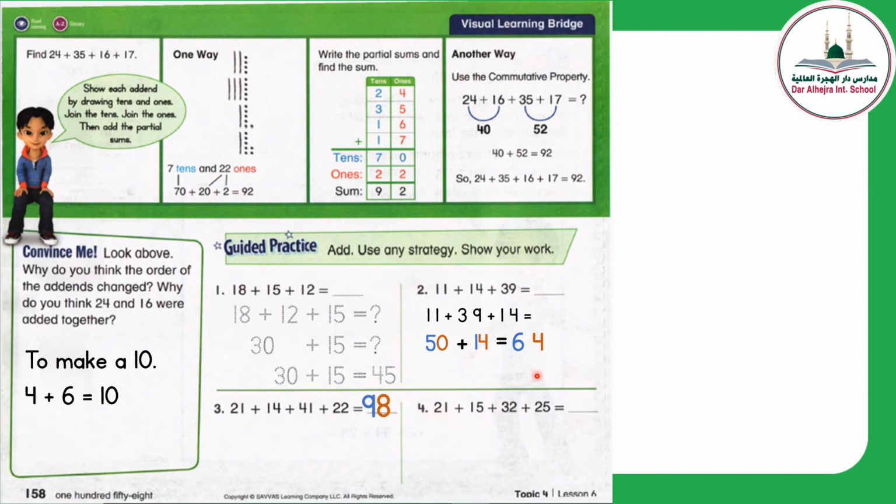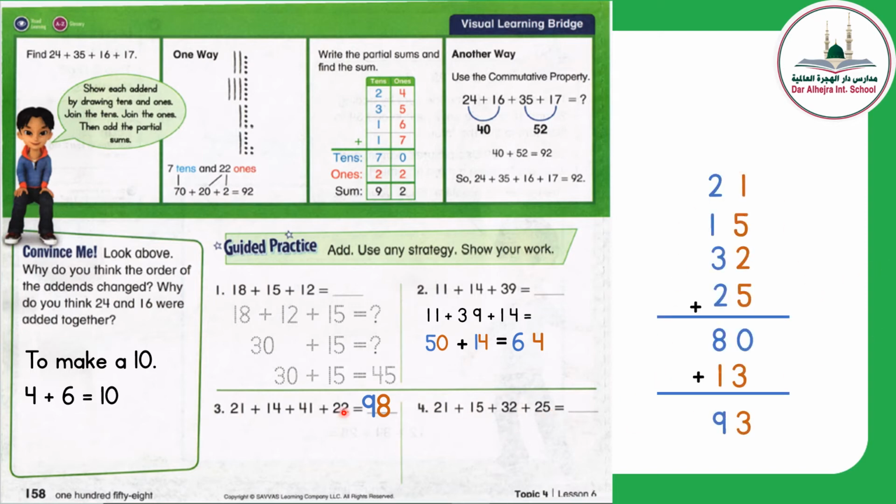Let's solve the final sum on page 158, 21 plus 15 plus 32 plus 25. Again, we have more than 2 or more than 3 two-digit numbers. We have got four two-digit numbers. So I can copy the equation in the same way I did in the previous equation. Here 21 plus 15 plus 32 plus 25. All I need to do now is add all the tens first. 2 and 1 makes 3, 3 and 3 together 6, 6 and 2 makes 8, and 8, if it's in the tens place, that means it's 80.